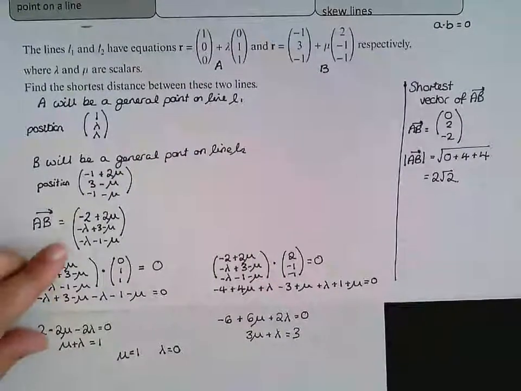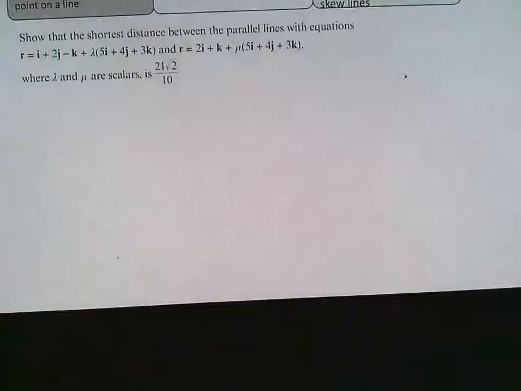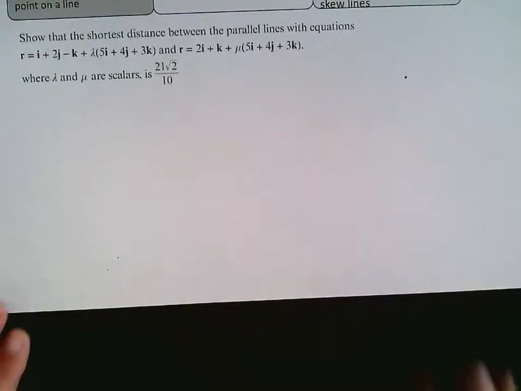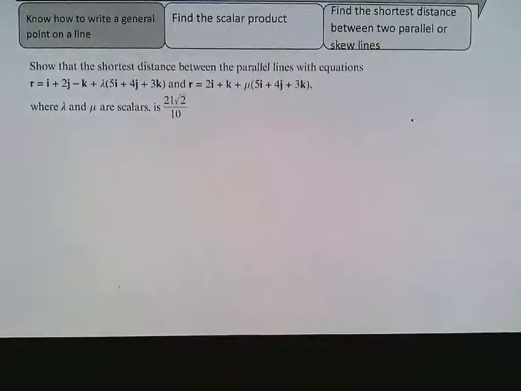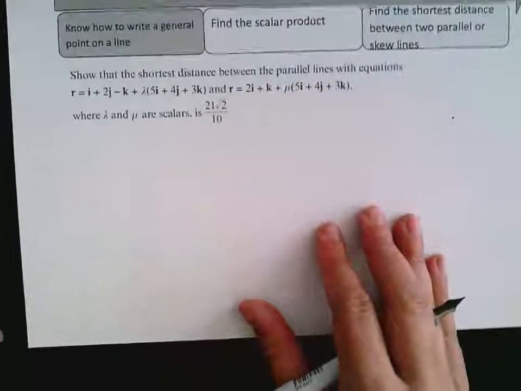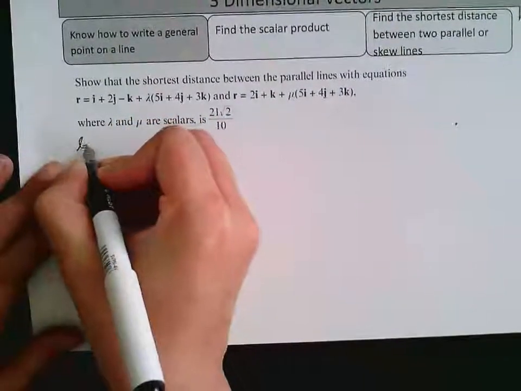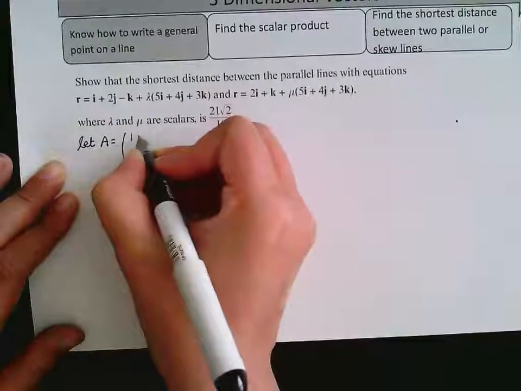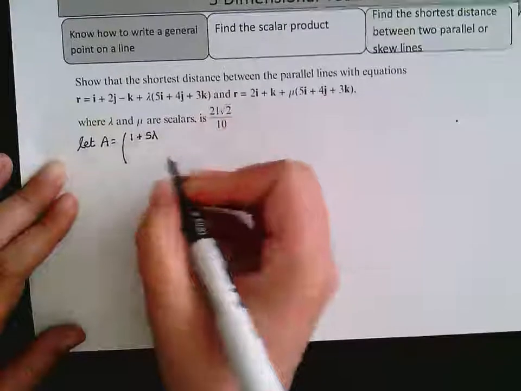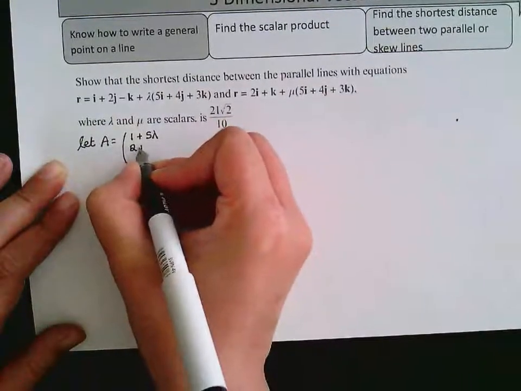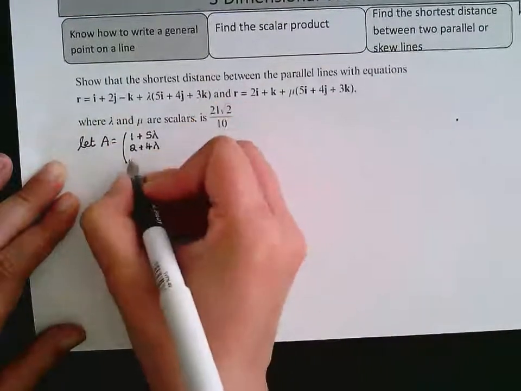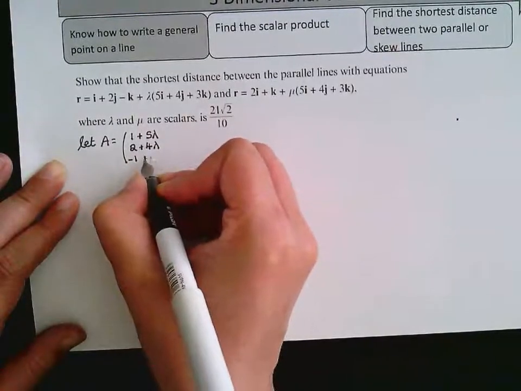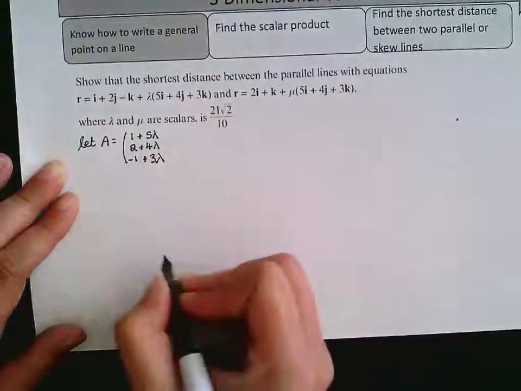I'm now going to do a similar thing, but for parallel lines. Now, you can use the exact same method if they're parallel, but there's also a few little shortcuts we can make. So first of all, just like last time, I'm going to let A be a point on the first line, which would be 1 plus 5 lambda, 2 plus 4 lambda, minus 1 plus 3 lambda.